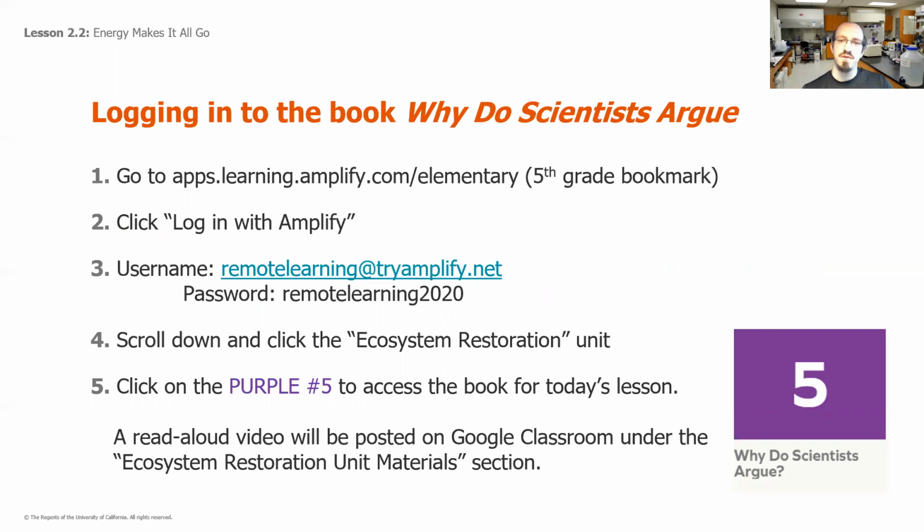At this point, we're going to go ahead and open the book. You want to go to your 5th grade Amplify Science bookmark. I'm going to click Log into Amplify, and use our remote learning username and password. The username again is remotelearning@tryamplify.net. The password is remotelearning2020. Scroll down and click on the Ecosystem Restoration Unit, and then click on the purple number 5. It says under it, Why Do Scientists Argue, to access the book for today's lesson.